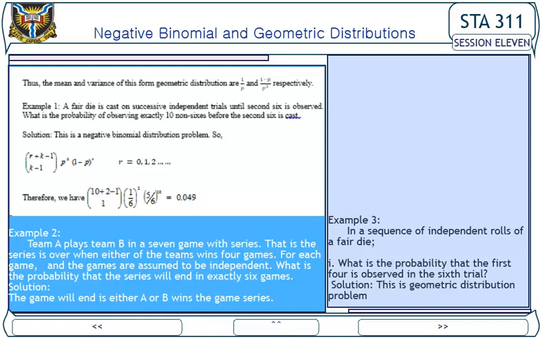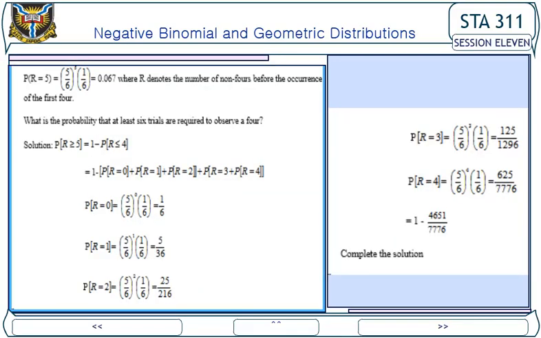Example 3. In a sequence of independent rolls of a fair die, 1. What is the probability that the first 4 is observed in the 6th trial? Solution. This is a geometric distribution problem. P of R equal to 5 is equal to 0.067, where R denotes the number of non-4s before the occurrence of the first 4.